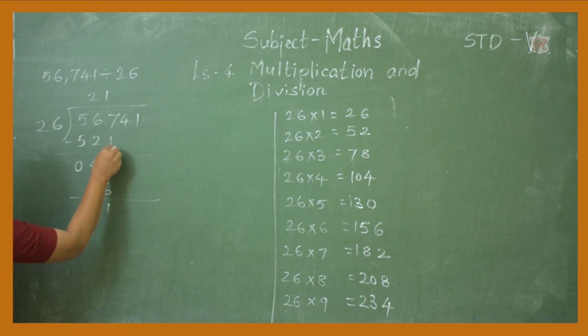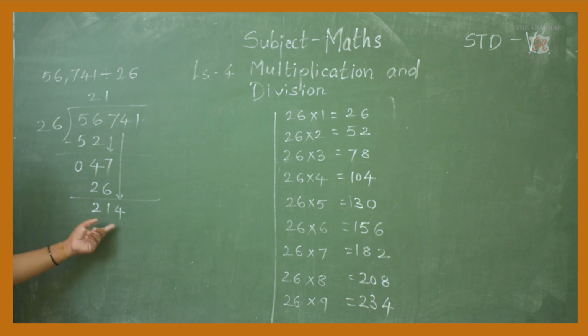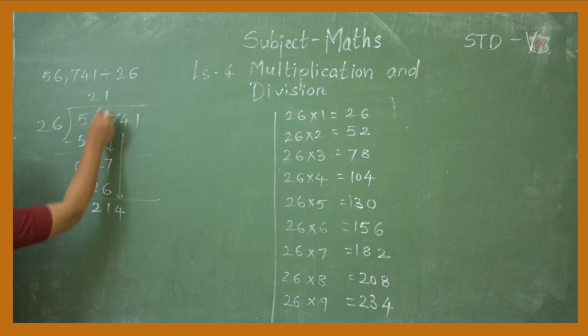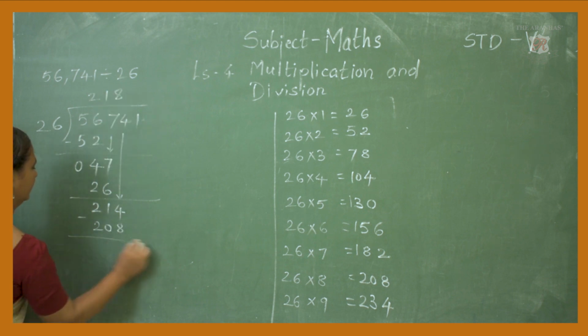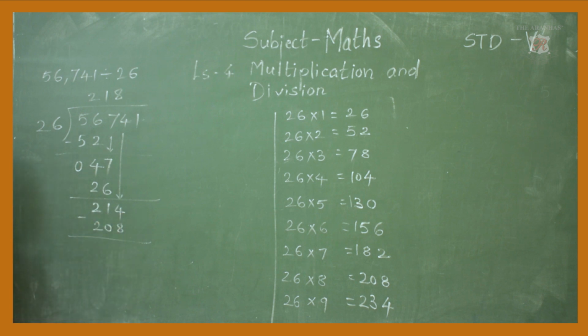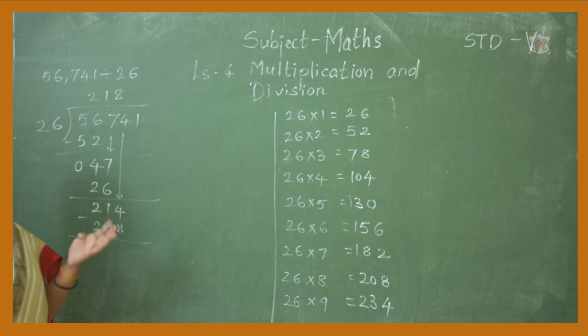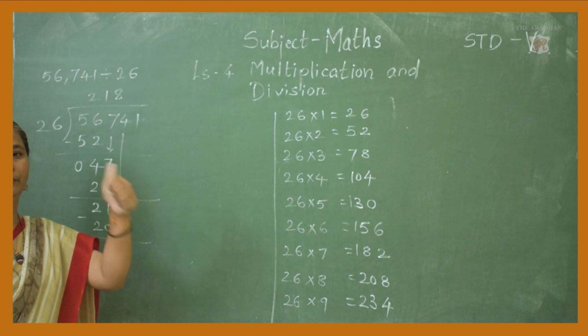Take this. Now here I am taking arrows, so we will not skip any number, or you can also understand directly. 214. Is 214 in the table? No. Then 208 is in the table. So 26 eights are 208. 214 minus 208, 9, 10, 11, 12, 13, 14.